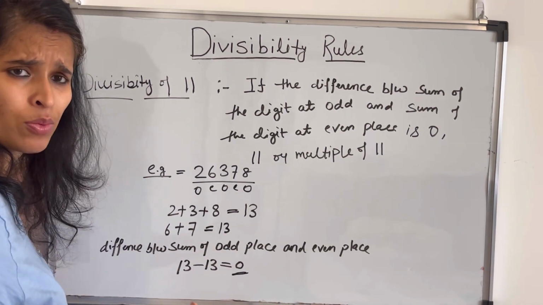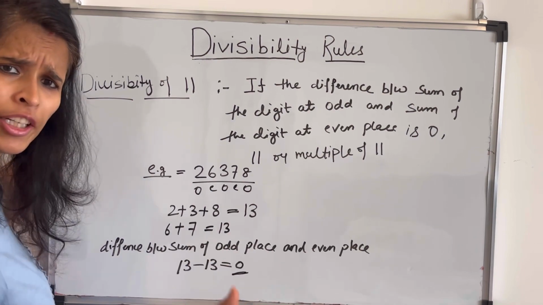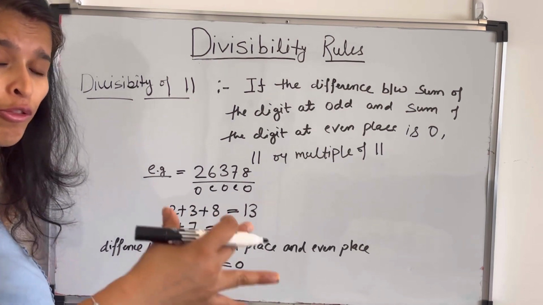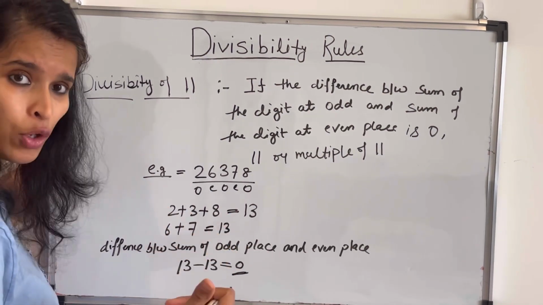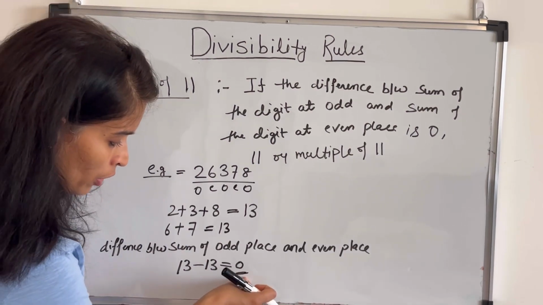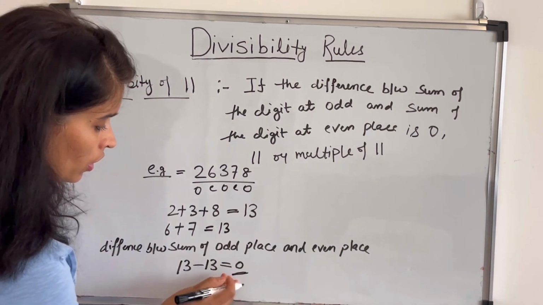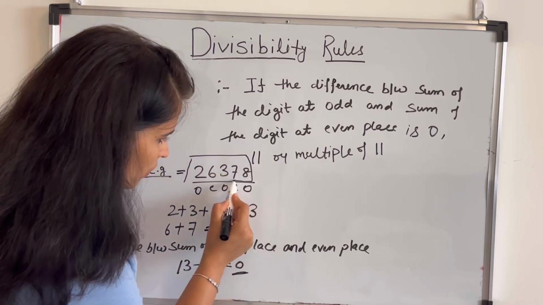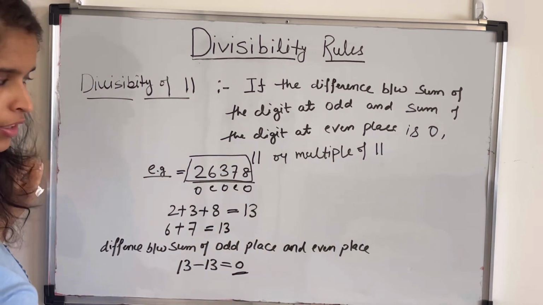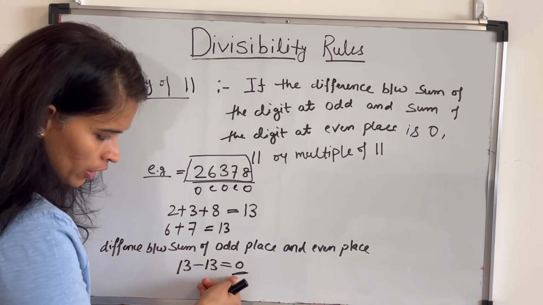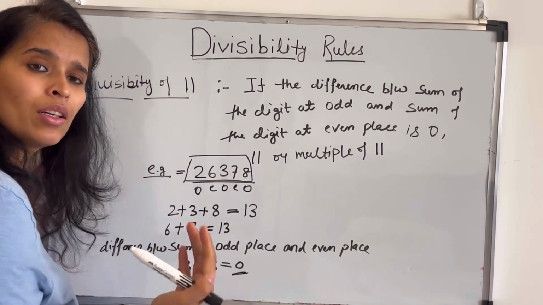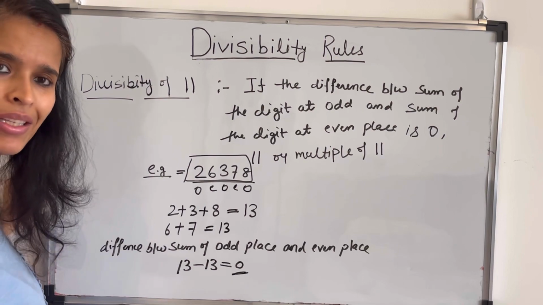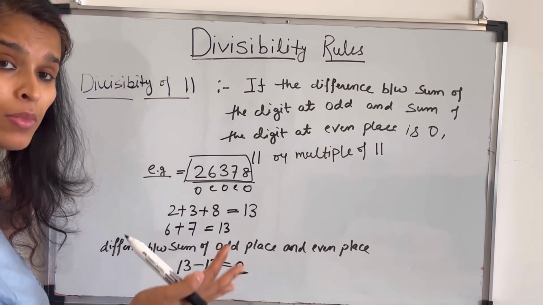Multiple of 11 means what? 11, 22, 33, 44, 55, 66. These are the multiples of 11. So I hope you understand. If the difference is one of these, then we can say that this number is divisible by 11. If the difference is something else, then this number won't be divisible by 11.